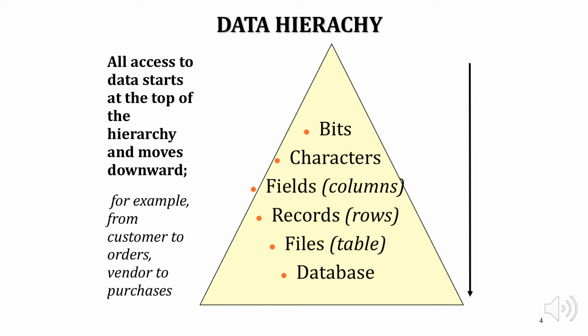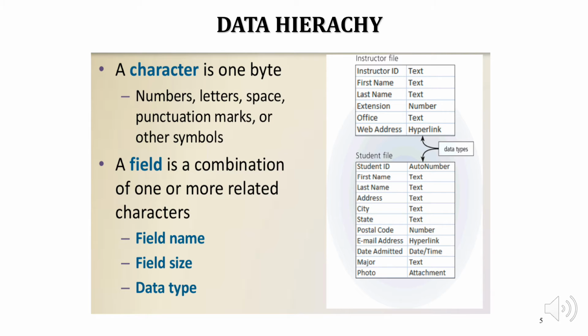So we start with the bits, this small unit, and then the second hierarchy, which is the characters, and move to the field, column, row, the table, and the database. For example, from the customer to the orders, from the vendor to the purchase. So what is a hierarchy?